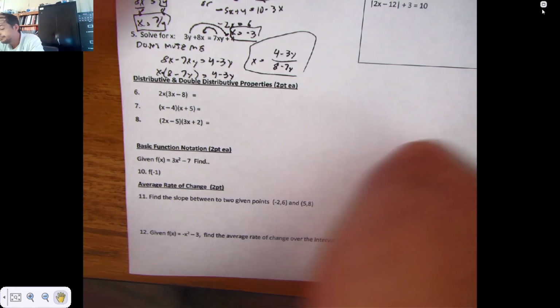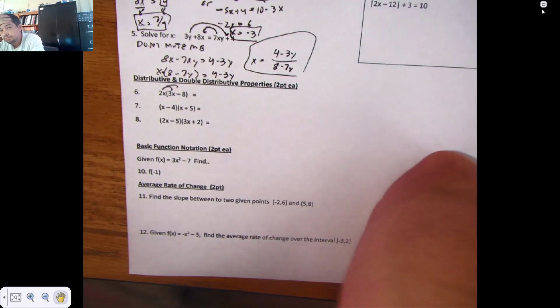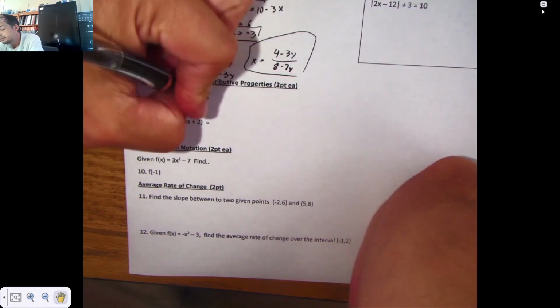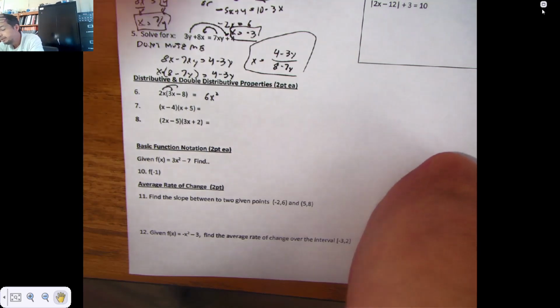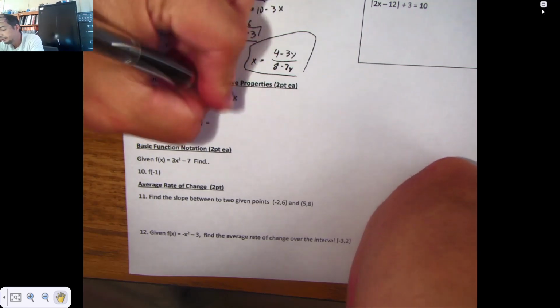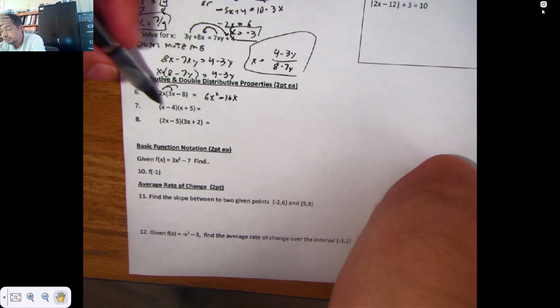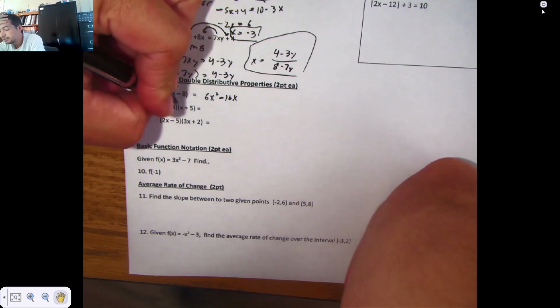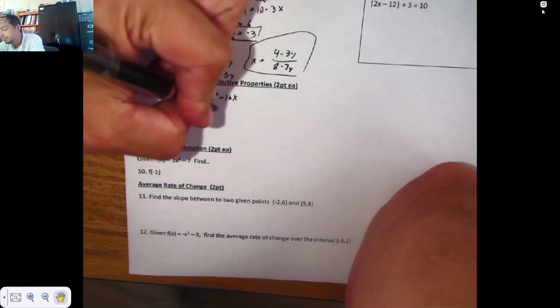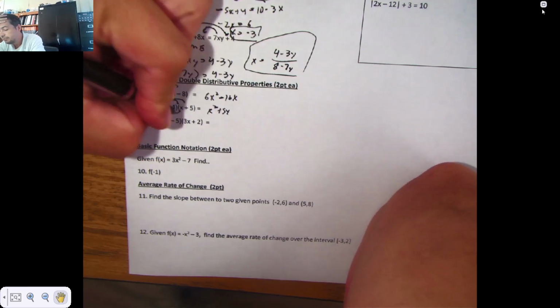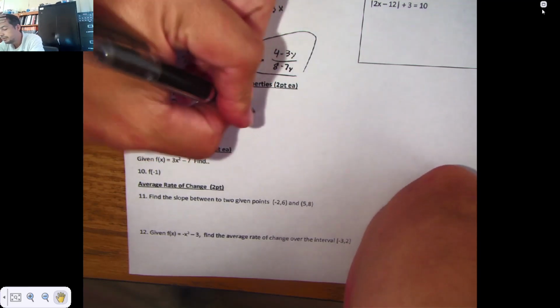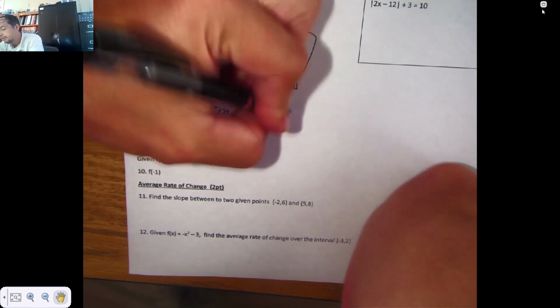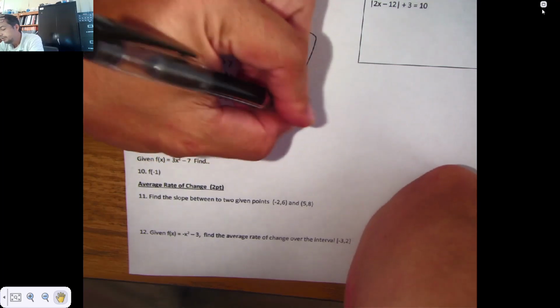6, 7, 8, hopefully the easy section. We just distribute: 2x times 3x is 6x to the second. 2x times negative 8 is minus 16x. Here we're going to do what you've probably heard called FOIL, the double distributive property. We x both pieces: x squared plus 5x. Now we negative 4 both pieces: minus 4x minus 20.